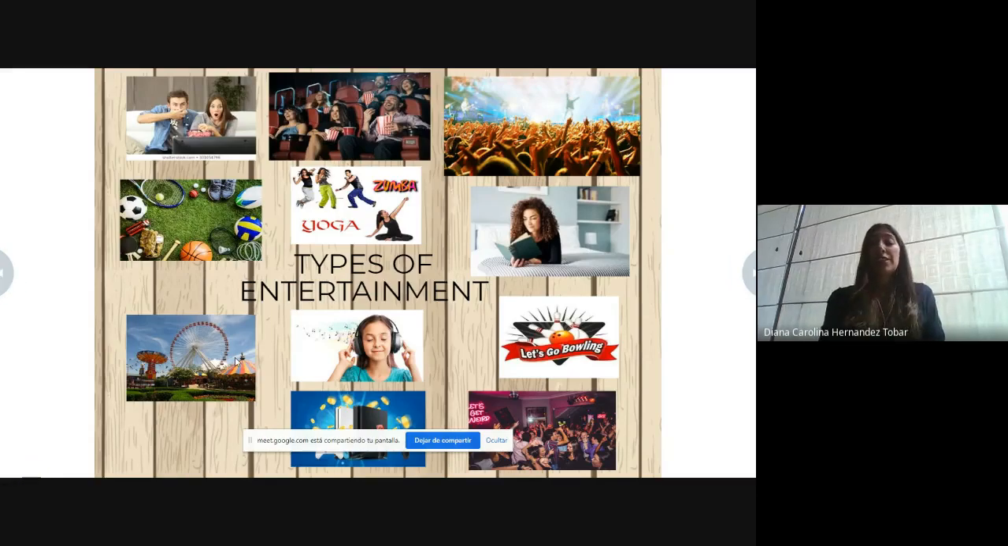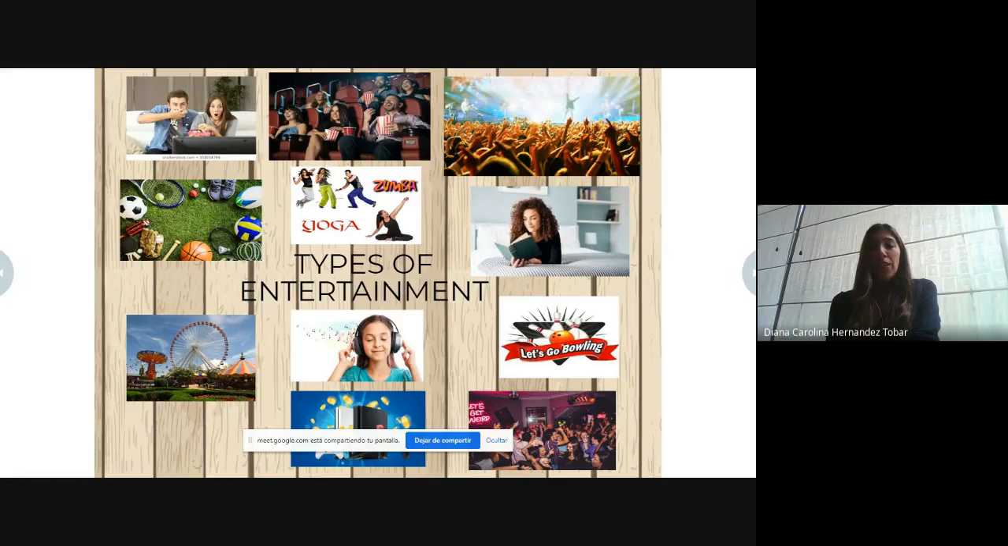Another type of entertainment is going to an amusement park, Mundo Aventura, Salitre Mágico, the ones we have here in Bogota. Listening to music, or just maybe singing a song. Go bowling with your friends or family, going to Paris, or playing video games.